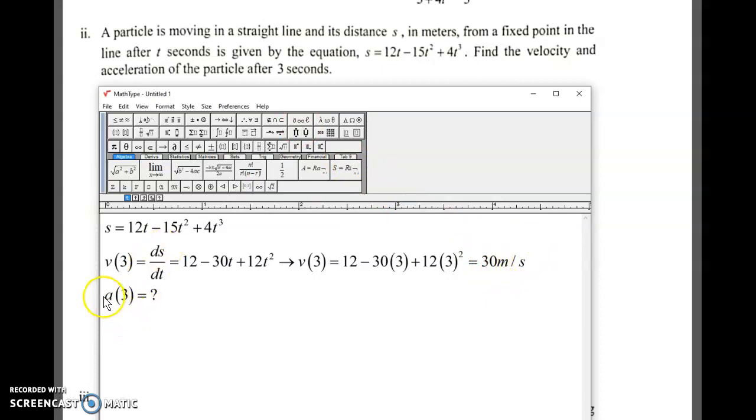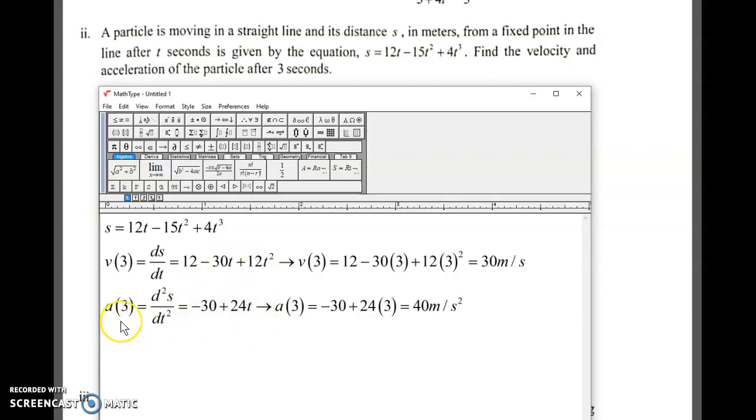Alright, so for the next one, what about the acceleration when t equals 3? Of course, we'll need to differentiate this function, which is the function of velocity, in order to obtain the function of acceleration. Alright, so this is the function, negative 30 plus 24t.